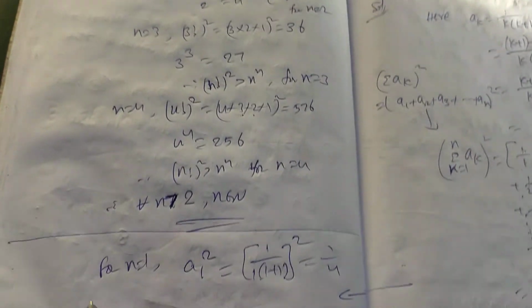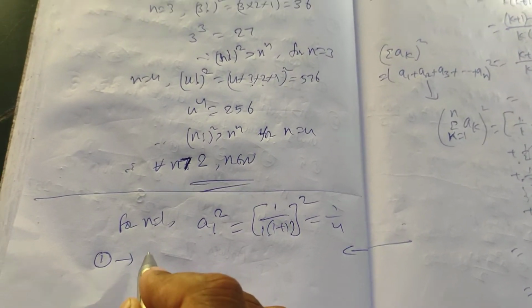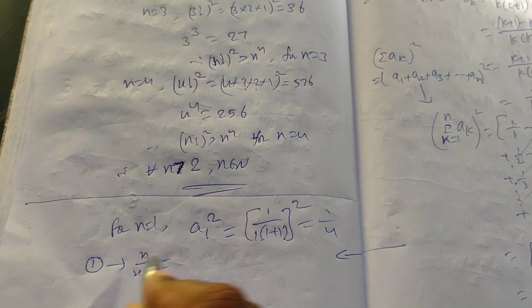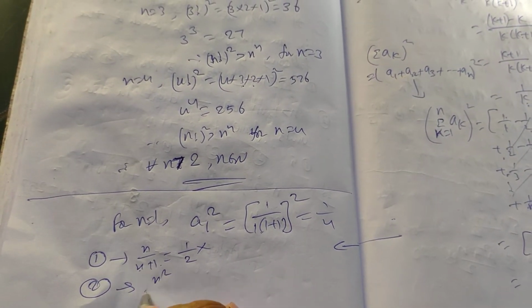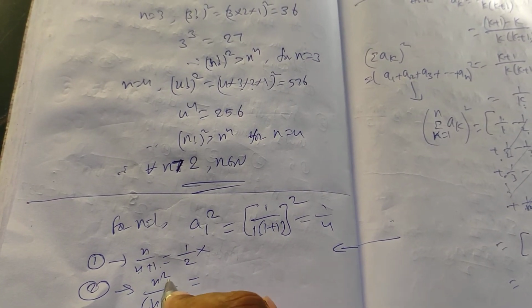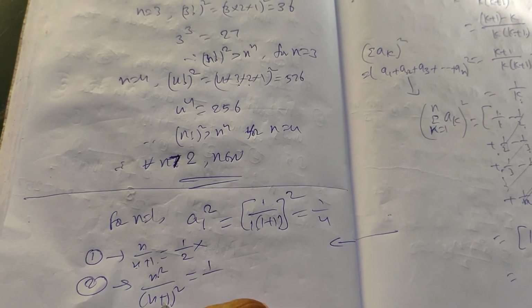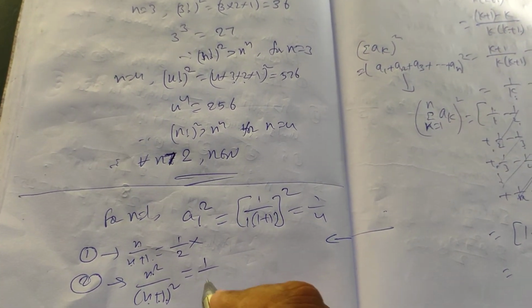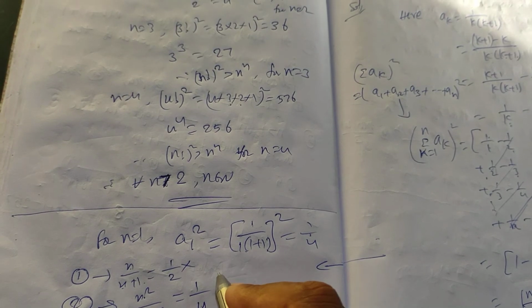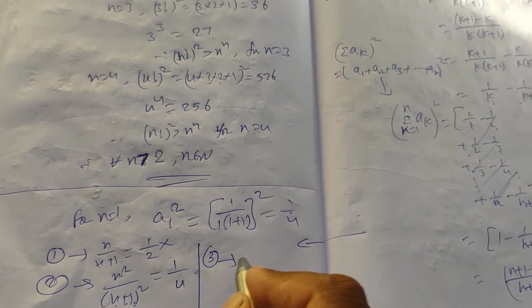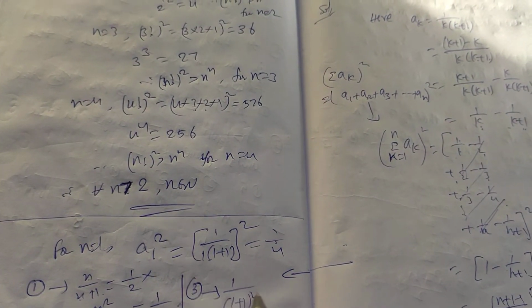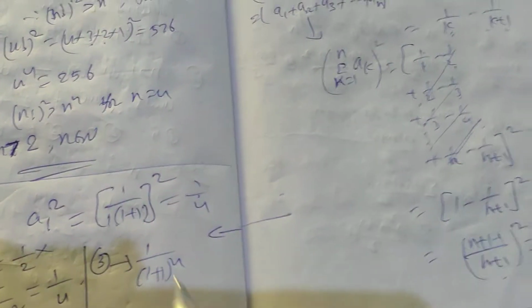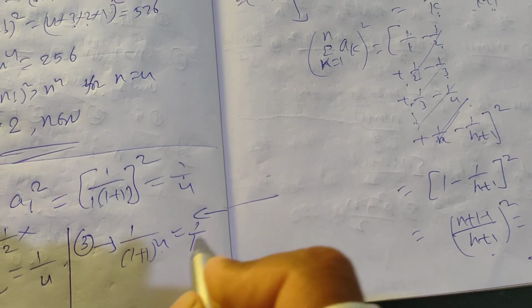If you go with the options, first option: n by n plus 1, with n equal to 1, that is 1 by 2, not correct. Second option, n square by n plus 1 whole square: n square means 1 square, which is 1, and n plus 1 whole square is 1 plus 1, 2 square, that is 4. So these two are equal, but we still have to verify the third option. Third option, n power 4 by n plus 1 whole power 4, that means 1 by 2 power 4, that is 1 by 16, not the correct answer.